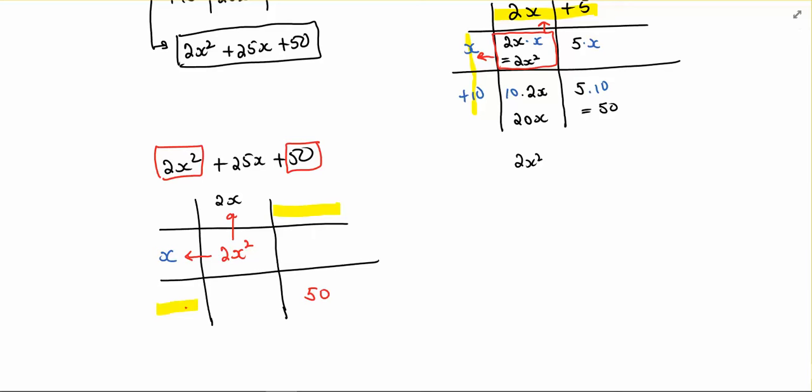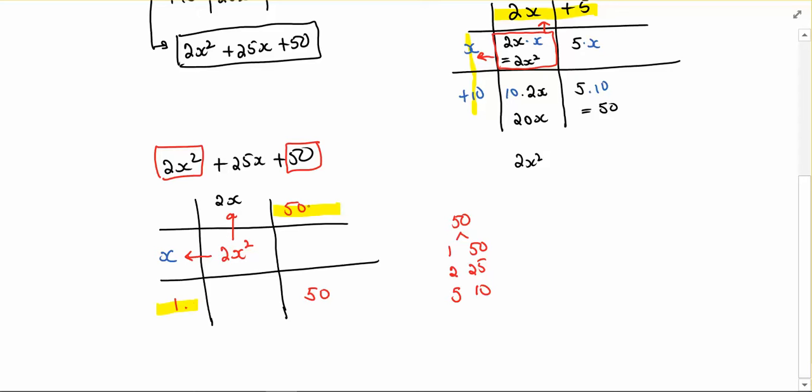Now here's the problem with this method. This is the error part. There are choices of getting 50, right? Since we don't know what the answer is, 50 could have been 1 and 50, 2 and 25, 5 and 10. Now 5 and 10 we know is the right answer, but we wouldn't know that if we didn't have the right answer given to us. So we had to try these, and this is the trial part.